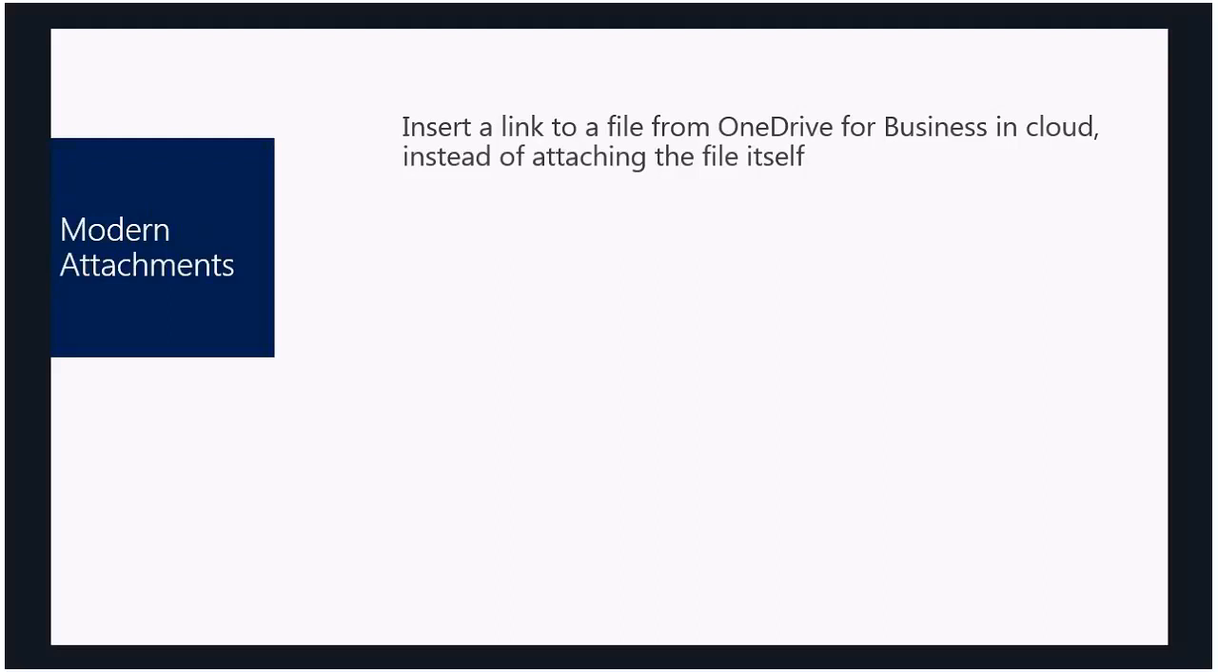With a modern attachment, you can directly insert a link to a file from your OneDrive for Business into an email, and you can just open the external sharing of that single file to your customer or to the external user. Your external user can directly open the attached link from that email and get content from your OneDrive for Business. So instead of attaching the real file, you are attaching a link to your file from your OneDrive for Business.